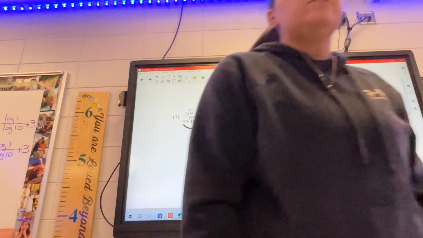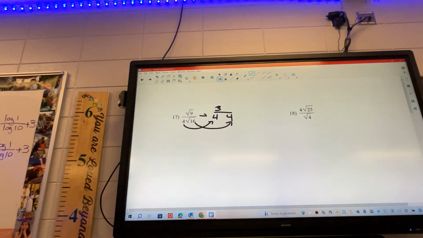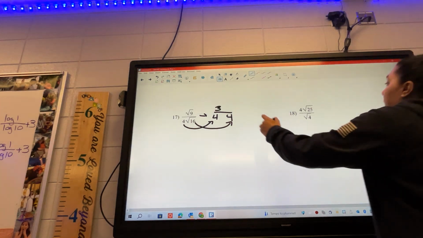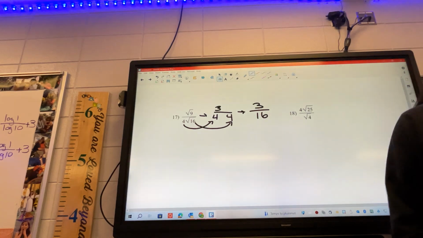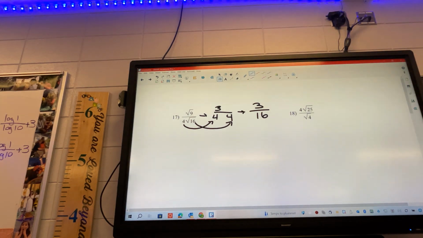Okay, so really look at it so you don't get mixed up. What do you do with those 2 4s? Multiply. So 4 times 4 is 16. Okay, does 3 over 16 simplify? Wait, no. No.